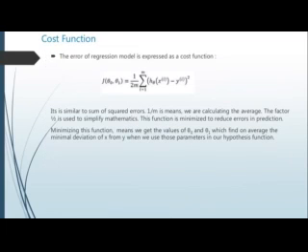Then the cost function. The error of a regression model is expressed as a cost function. The formula consists of J(theta0, theta1) = 1/(2m) times the sum from i = 1 to m of (h_theta(x(i)) minus y(i)) squared, like that.